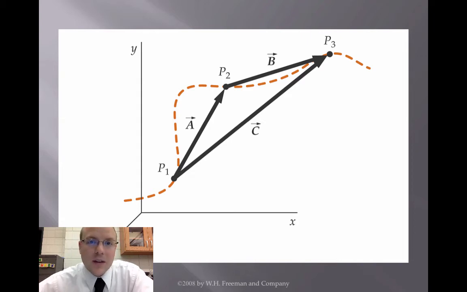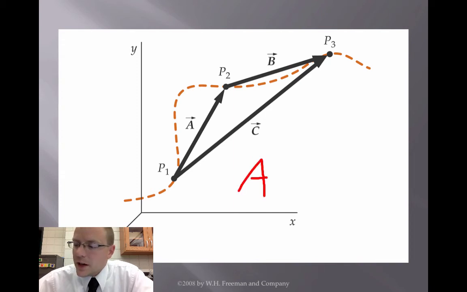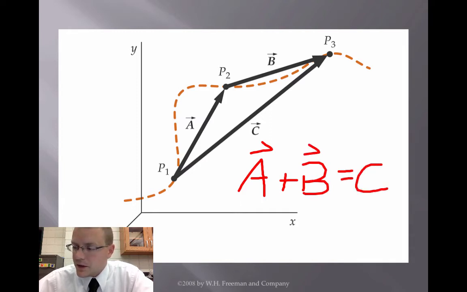You can do all the basic math that you do with normal numbers, but with these arrows. So in this example, if you're trying to get from point 1 to point 3, you can take vector A, which takes you from point 1 to point 2. You can go from point 2 to point 3 with vector B, or you could just take the quickest path from point 1 to point 3 following vector C. So really, what we're seeing here, vector A added to vector B is equal to vector C.